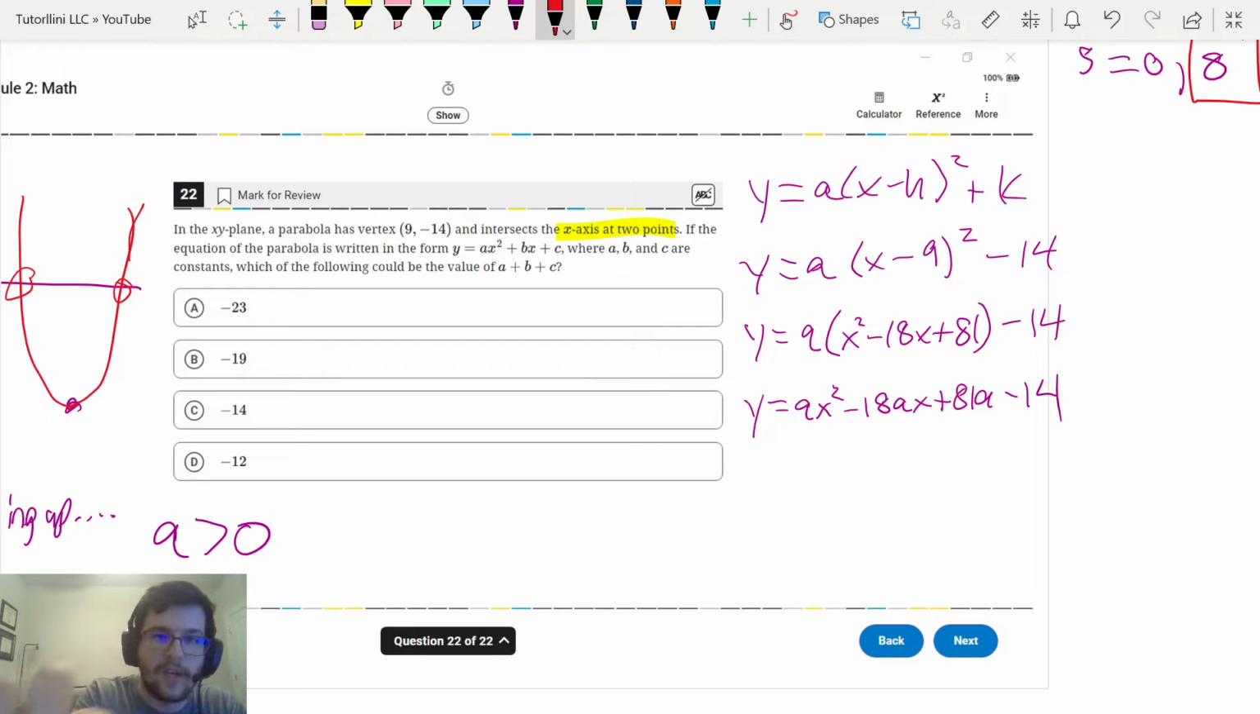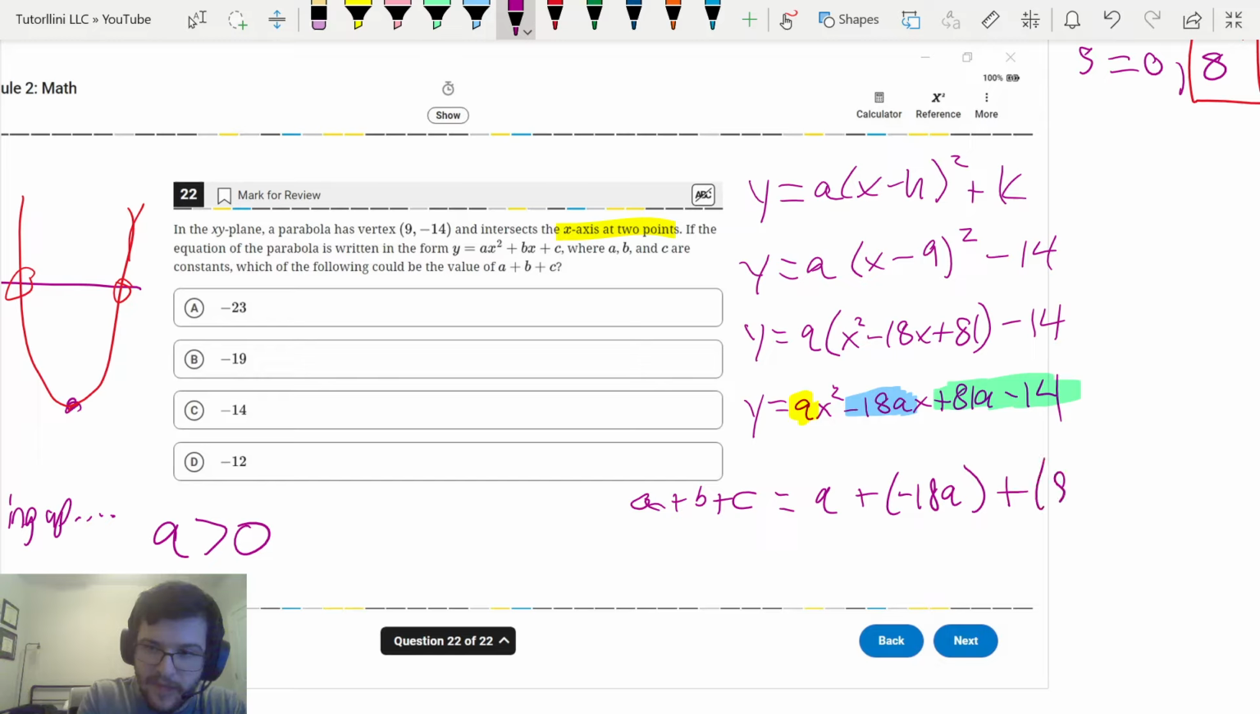So the sum, I'm just going to call it the sum. Well, fine, I'll put a plus b plus c. So a plus b plus c is, this is a, this guy is b, bx, and this guy is c. So we get a plus -18a plus 81a minus 14. And if you combine all those like terms, I'm just going to call it the sum from now on. The sum, you get 64a minus 14.